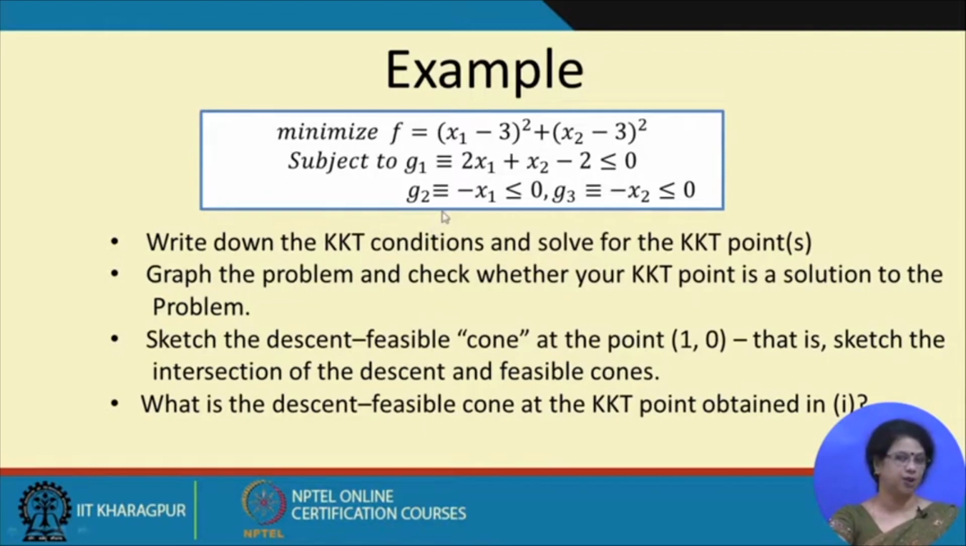That is another task of yours, to check whether the feasible space is convex or not, because when we have any linear function individually less than or equal to 0, it can be said to be a convex space. And you sketch the graph of it, find out the descent cone, find out the feasible cone, and get the optimal solution, and see whether the KKT point is obtained in the descent feasible cone or not.